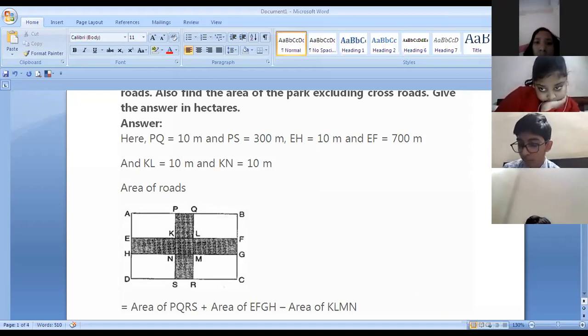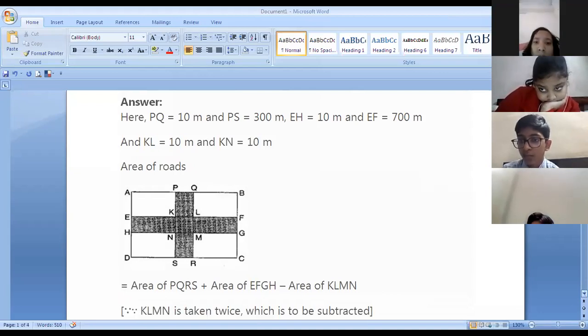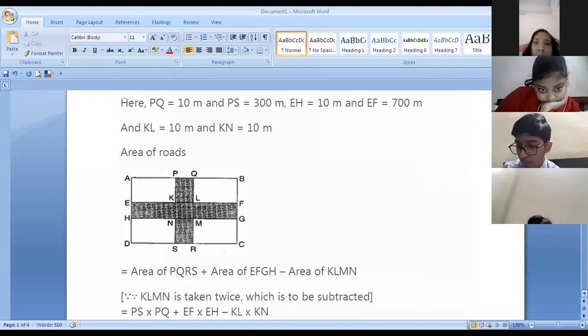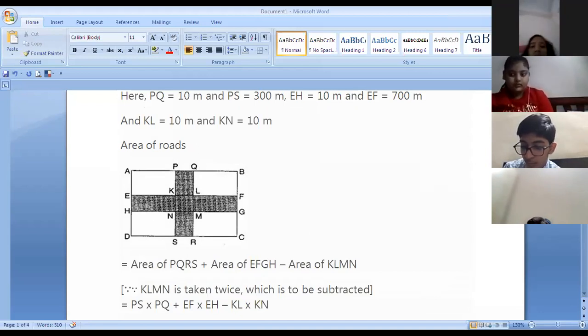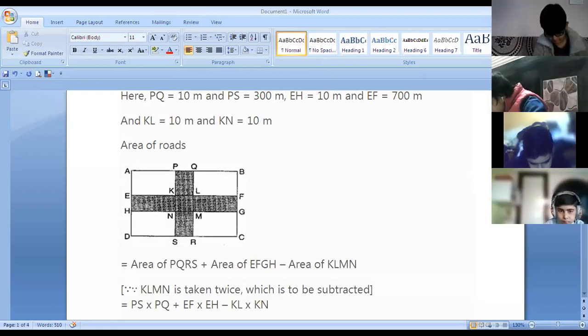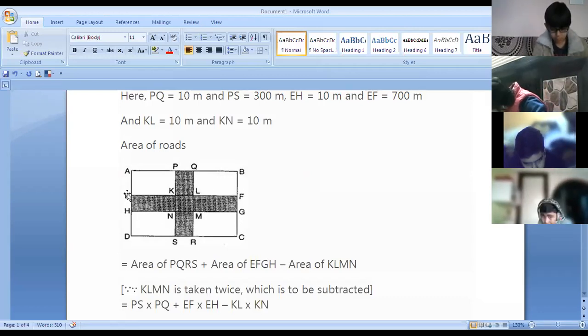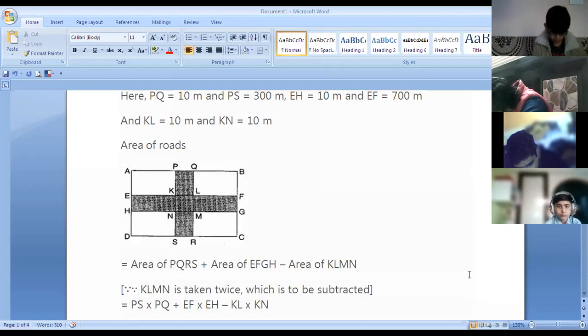First of all, we'll take out the area of PQRS. KLMN is taken twice, so it is to be subtracted. PS is the length and PQ is the breadth, so multiply PS with PQ. EF is the length and FG, or EH, is the breadth. You can take anything. KLMN is the square, and the area of a square is side into side, so KL multiplied by KN.